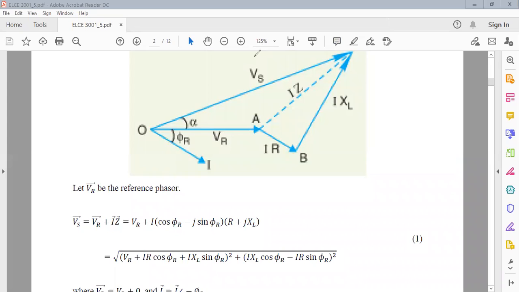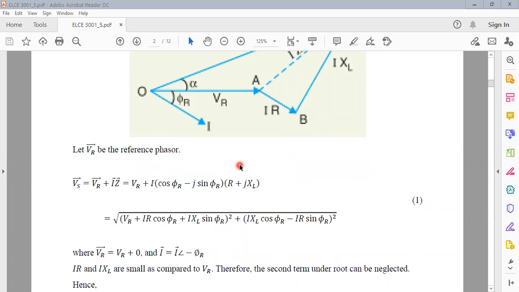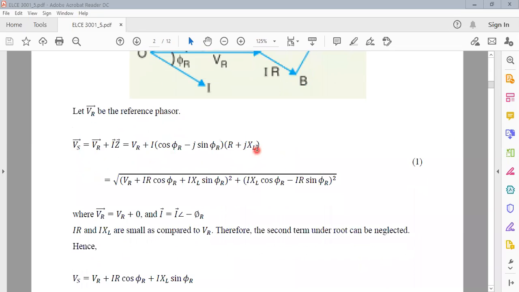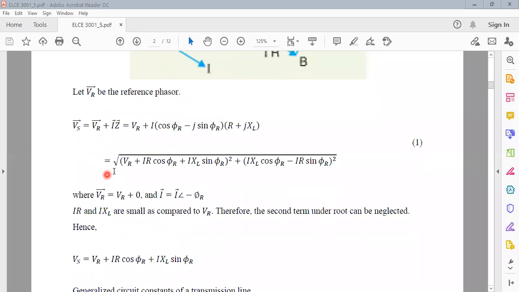So this is Iz. Now Vr as a component, Vr is equal to Vr. The current I is I multiplied by cosine theta r minus j sine theta r. Z, the impedance, equals r plus jxl. Okay, here, this is the final equation for calculating the sending end voltage.